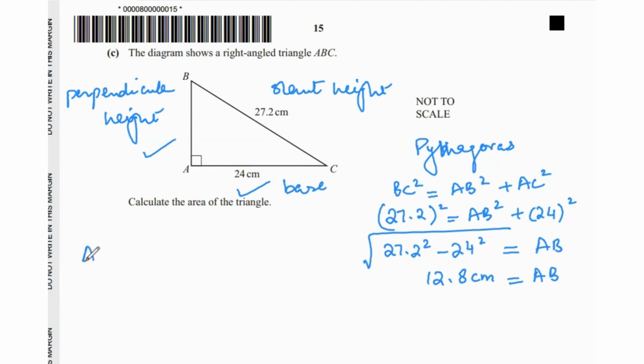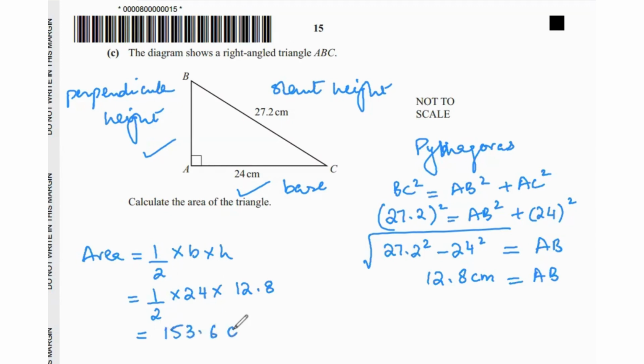So for the area, the formula is 1 over 2 times base times height. So that's 1 over 2 times 24 times 12.8. And that gives us the value of 153.6 centimeters square. So remember, always find the perpendicular height first and then use that in the formula. Whether it's the formula for the trapezium, the parallelogram, any 2D shape, you will always need the perpendicular height, not the slant height.